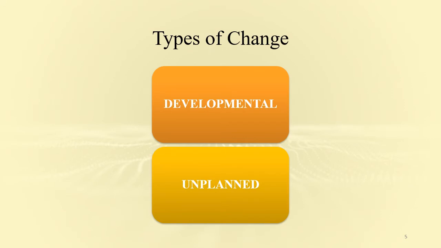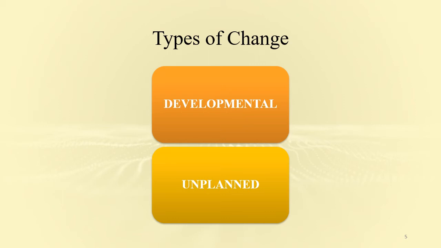Some types of change. We have developmental, which, just as it says, develops over time. So this type of change is completed in increments. So we have implementing new software to each nursing unit, starting one department at a time. That way you can work out the bugs as you go, instead of just letting everybody go live all at once and see what happens.